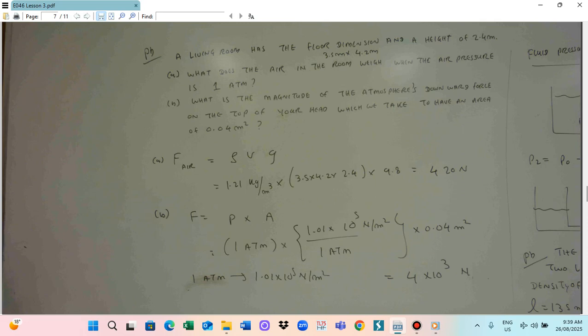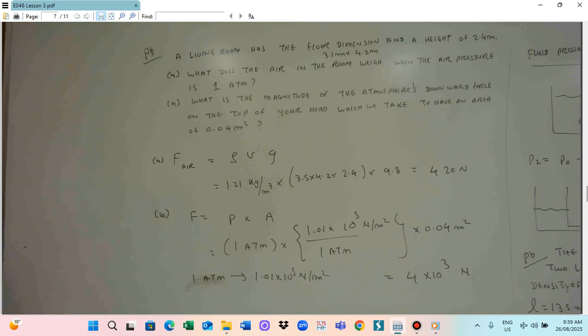And B, find the magnitude of the atmospheric downward force at the top of your head. So area is 0.04 meter square. So in this case, our force is equal to air pressure multiplied by area. Pressure is 1 atm.